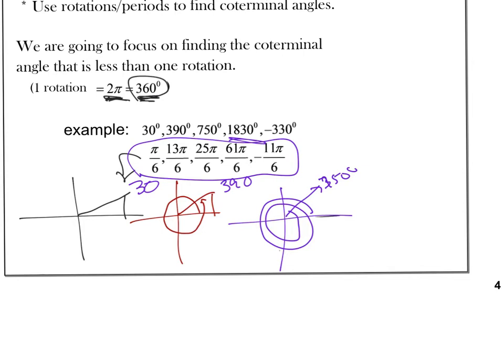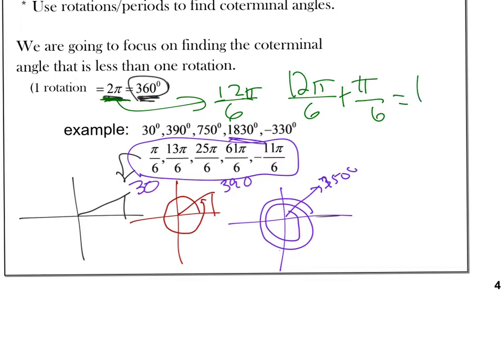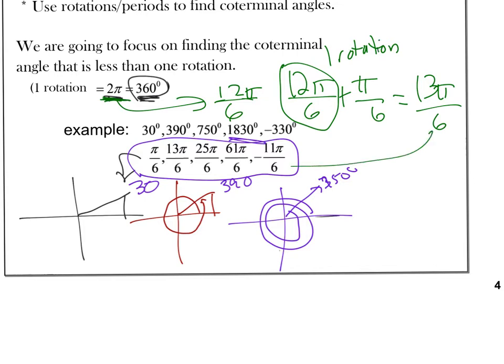So if you consider that this is 2 pi, and it will really, really help if you consider that 12 pi over 6, I don't know why I wrote 2. Don't do that. 12 pi over 6 is the equivalent. So 12 pi over 6 plus pi over 6, that's where they get 13 pi over 6. Okay, this represents one rotation, one trip around the circle. So that is where they get 13 pi over 6.